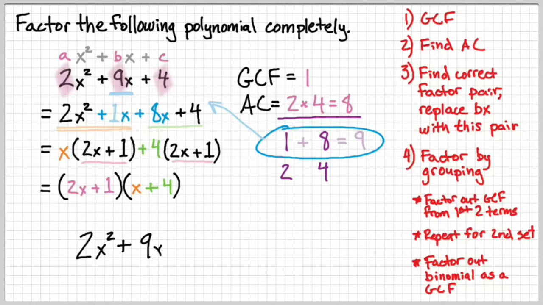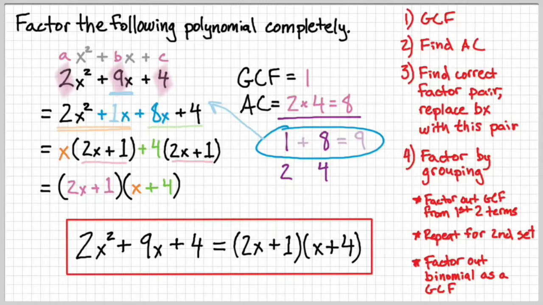We did it. We factored 2x squared plus 9x plus 4 into the product of 2x plus 1 and x plus 4. This means if we were to multiply out the terms on the right, we would end up with the original polynomial, and in fact, our work would look a lot like what we just wrote.